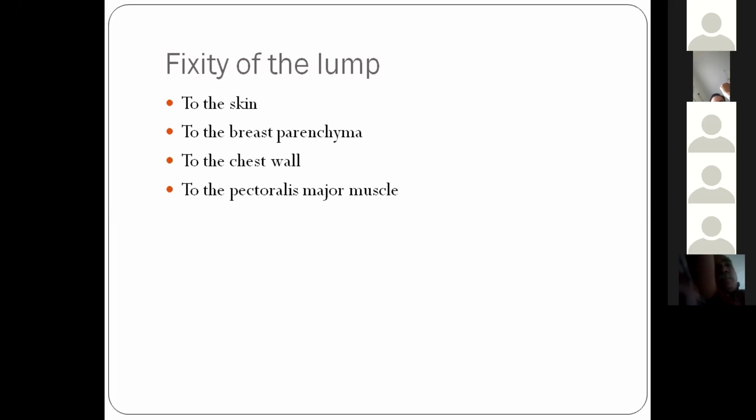Then comes the fixity to the chest wall. The very basic thing is this: when the lump is not mobile even when the patient is relaxed, it indicates fixity to the chest wall. Another test, as I said, is asking the patient to bend forward; if the lump does not fall forward, it could be an indication of fixity to the chest wall. So even when the patient is not contracting any muscle and you feel that the lump is fixed, it indicates fixity to the chest wall.